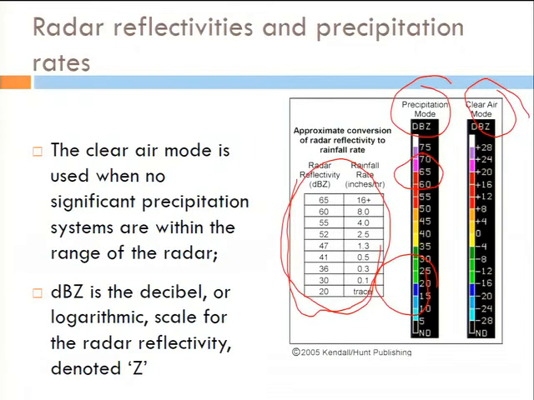And the other thing to remember is that rain is actually more reflective than snow. So it's actually harder to see snow from a radar than it is to see rain.